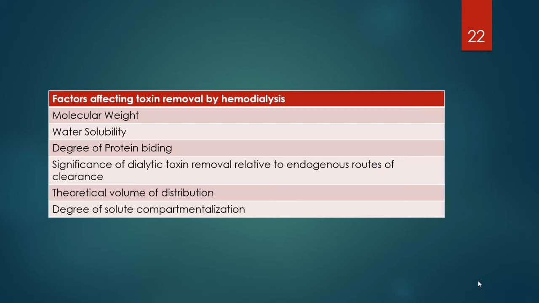of clearance. So if we have a medication that is metabolized by the liver and cleared by the kidney, but we have a renal failure, maybe we need to consider dialysis. And the volume of distribution, we need to keep that in mind. And the degree of solute compartmentalization. And this is why I say between different compartments as well.